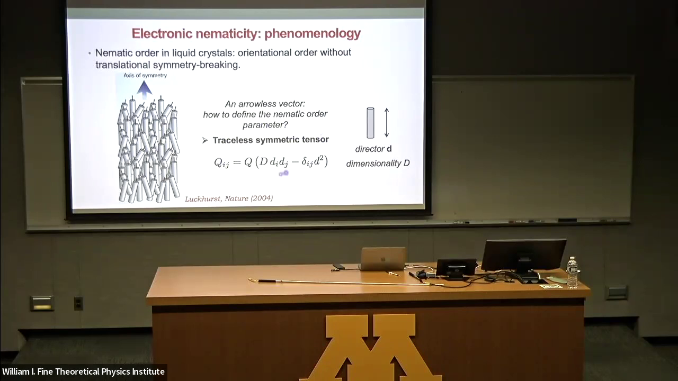We understand that you define a director, which is an arrowless vector. The key point is that for a nematic it doesn't matter if it's up or down. There's no real arrow. So the only way you can construct an order parameter is by having a rank 2 tensor, and this is what is well studied. The D here you can understand as a direction, Q is the order parameter, D is the dimensionality. This is just a rank 2 symmetric traceless tensor.